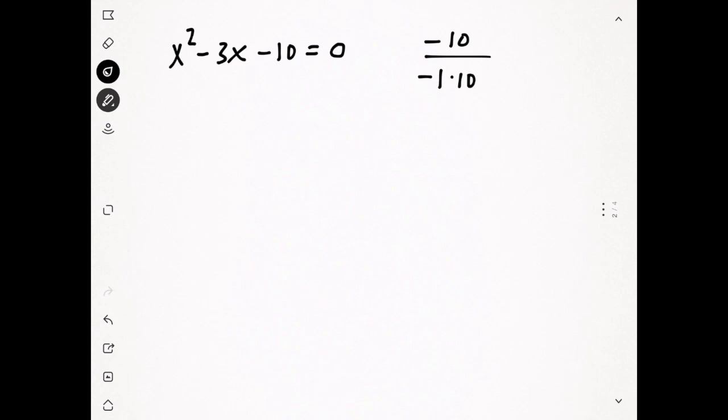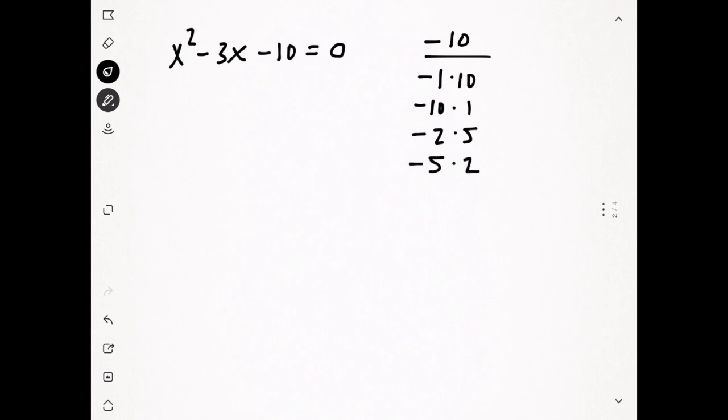Let's look at another example where we're solving a quadratic equation by factoring. Let's say we have x squared minus 3x minus 10 equals 0. So we're going to do the same thing. We're going to look at the -10 in this case and list the factors of -10. Well, this one we're going to have a few more because it's negative. -1 times 10, -10 times 1, -2 times 5, and -5 times 2.